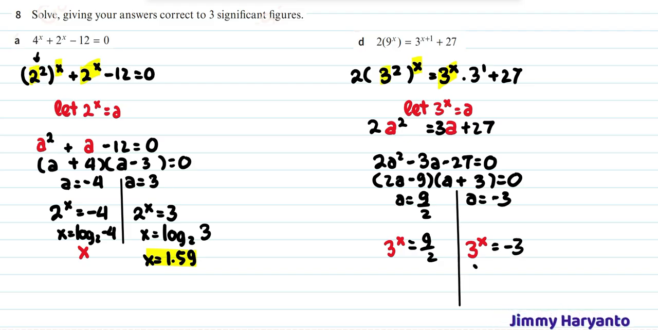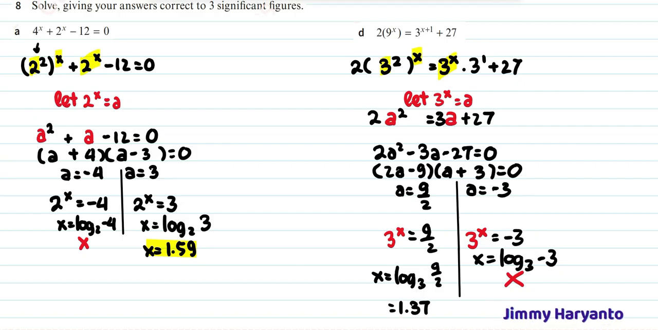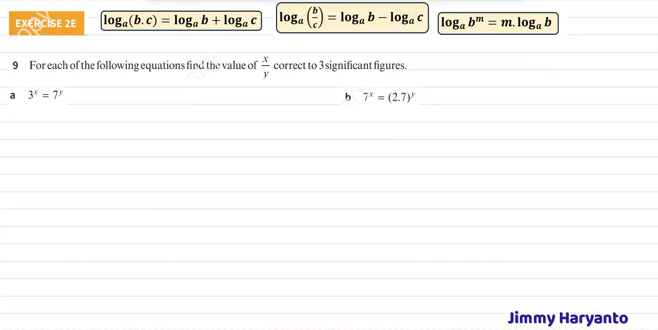So for this one, I think we have to reject it because the logarithm contains negative numbers. We cannot calculate this, it's undefined. That means you have to reject it. For this one, when you move the 3, it will become log 3 of 9 over 2. Using your calculator, you will have 1.37 as the result. So the only solution for this question is 1.37. And then question 9.